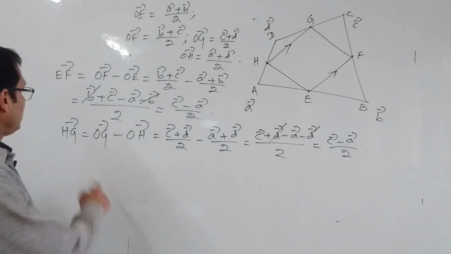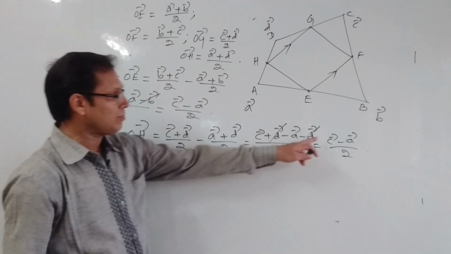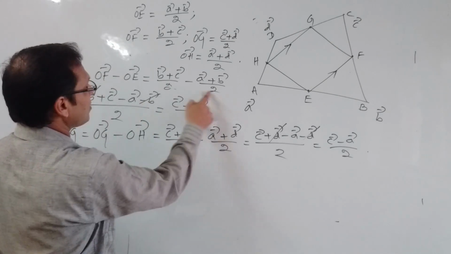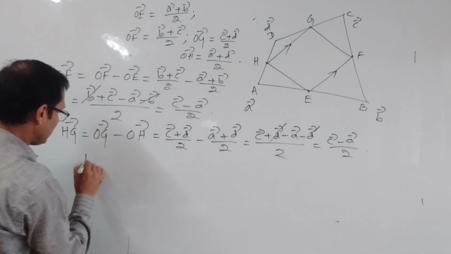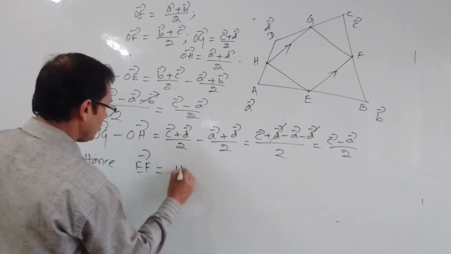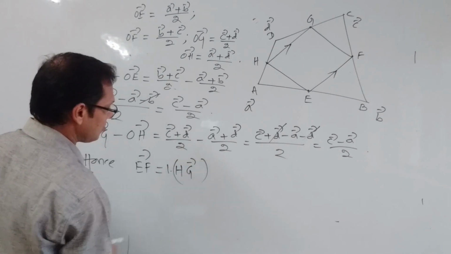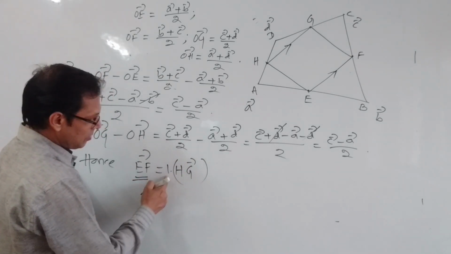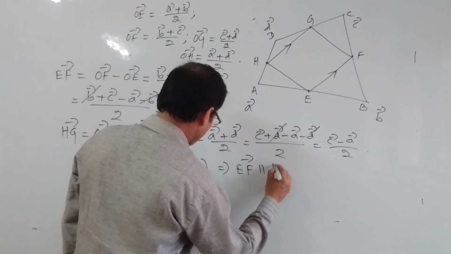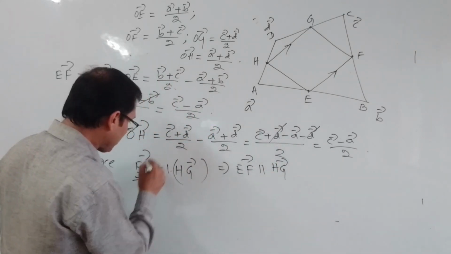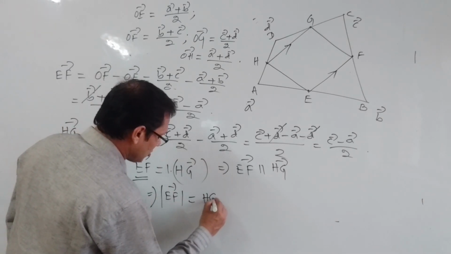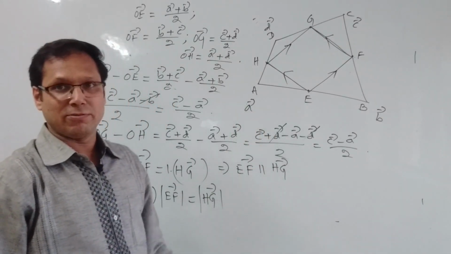So you see here HG vector is equal to C vector minus A vector by 2, and also EF vector is equal to C vector minus A vector by 2. Hence you can write EF vector is equal to HG vector. That means 1 into HG vector, so one vector is a scalar multiple of the other. That means EF vector is parallel to HG vector, and if you take the magnitude of both sides, then EF vector magnitude is equal to HG vector magnitude. So in this way you can prove it.